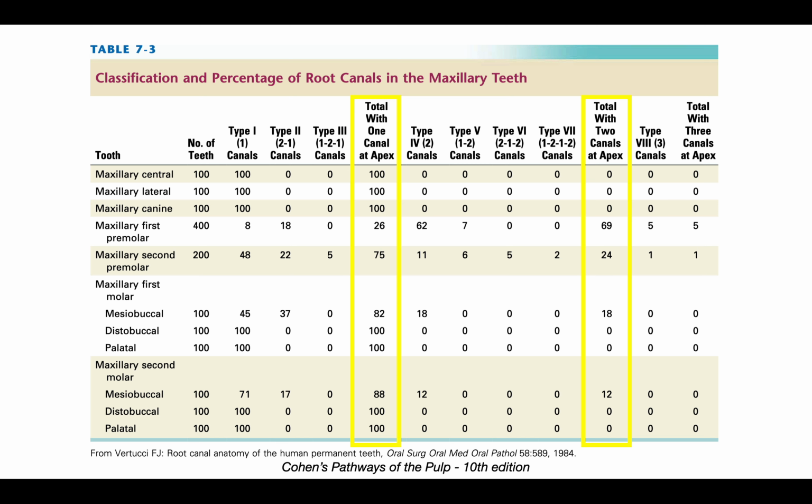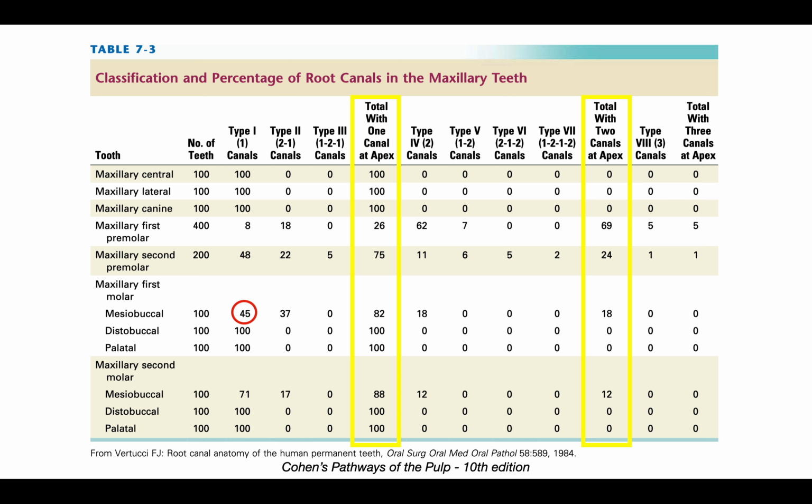Maxillary second premolars usually have a single canal, about 3/4 of the time. And then we start getting into the more complicated teeth, obviously. So our maxillary first molar, the distal buccal and the palatal roots are usually a single canal configuration. So that's not what you want to worry about. But obviously it's the MB root that has the more complicated anatomy.